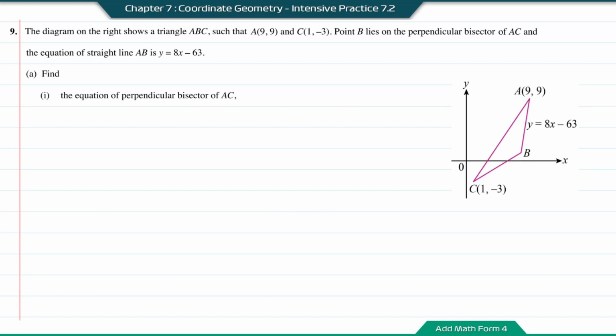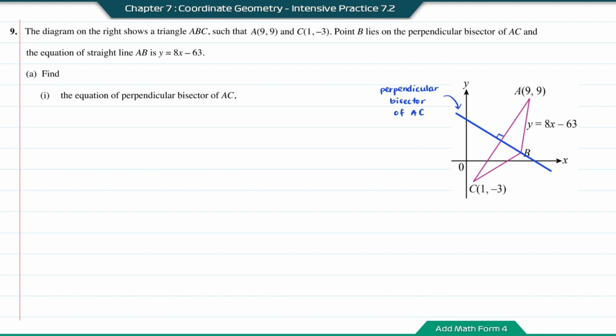Question number 9. The diagram on the right shows a triangle ABC such that A is (9, 9) and C is (1, -3). Point B lies on the perpendicular bisector of AC, and the equation of the straight line AB is y equals 8x minus 63. A1: find the equation of the perpendicular bisector of AC.